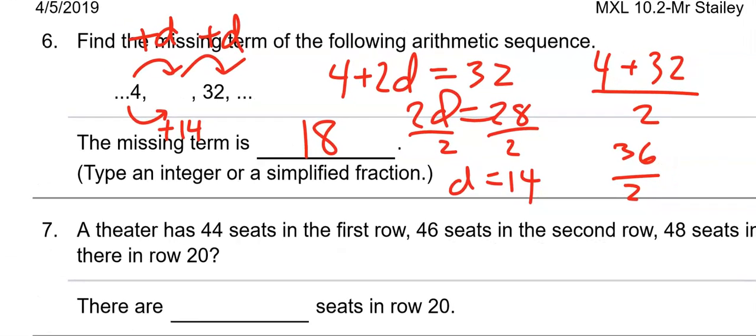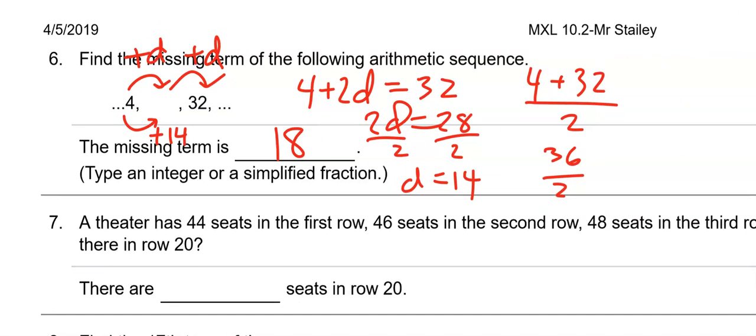So either way works fine. I don't think I can do the equation. Okay, then you've got the other way to go with. And then if I ask you for the common difference, you would take the 18 and subtract the 4 and get the 14.